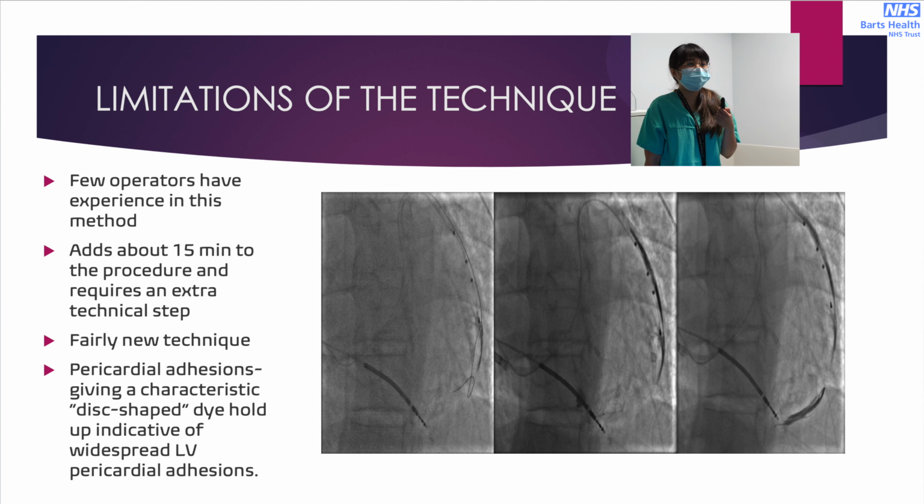So for patients who had previous cardiac surgery or those who have a history of pericarditis before, pericardial adhesions can be a contraindication for this. Your wire should go through smoothly through the pericardial space, but if it holds up or it buckles, that's the time that they inject contrast. As you can see here, this is called a dye hold-up, and it has a disc shape. So that's a pericardial adhesion there. So the wire can't go through.